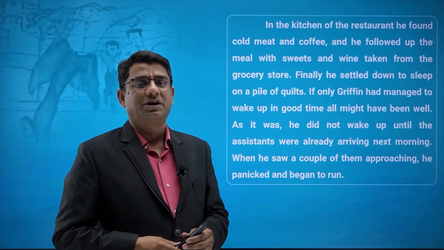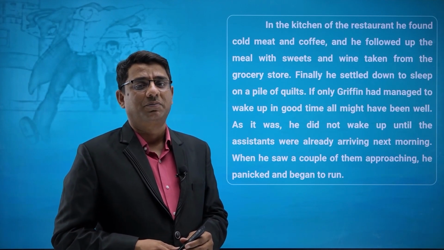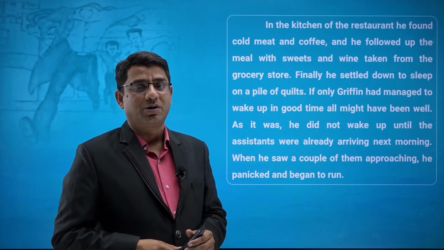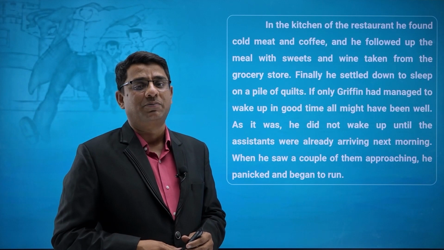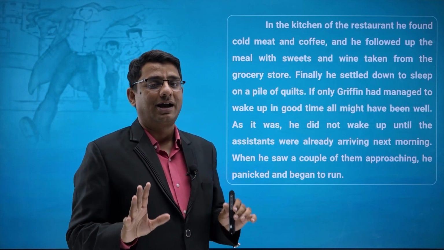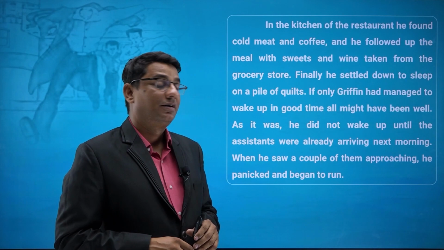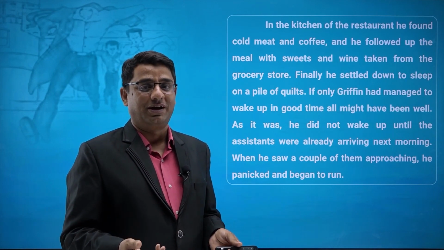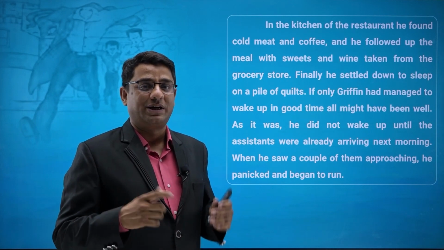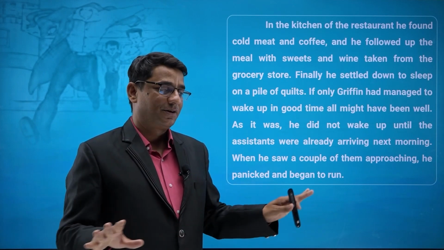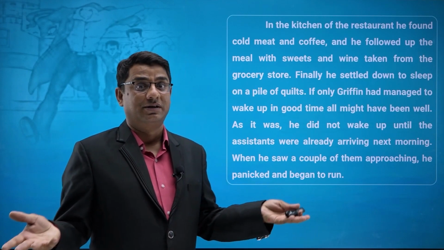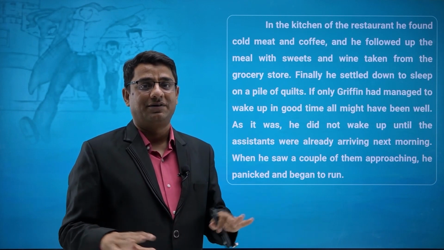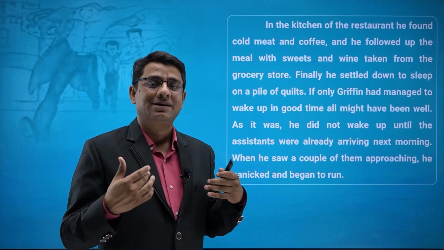In the kitchen of the restaurant, he found cold meat and coffee, and he followed up the meal with sweets and wine taken from the grocery store. Finally, he settled down to sleep on a pile of quilts, after a hearty dinner. He had taken everything he wanted. There were things available, cold meat and coffee and all that. So he had taken that, sweets also, wine also, and there were quilts, because it was a big departmental store. In the grocery section he had eaten, and then he spread the quilts and slept there.